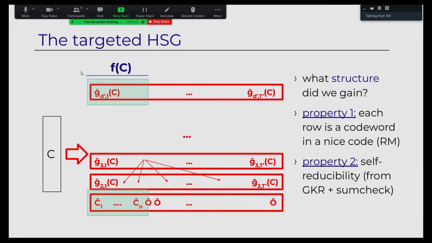Okay, so this was a, yeah. Why does property 1 hold for the rows you add in between? Oh, they are polynomials by definition. They are polynomials from the sum check protocol. Setting the parameters correctly, they're good enough codes.